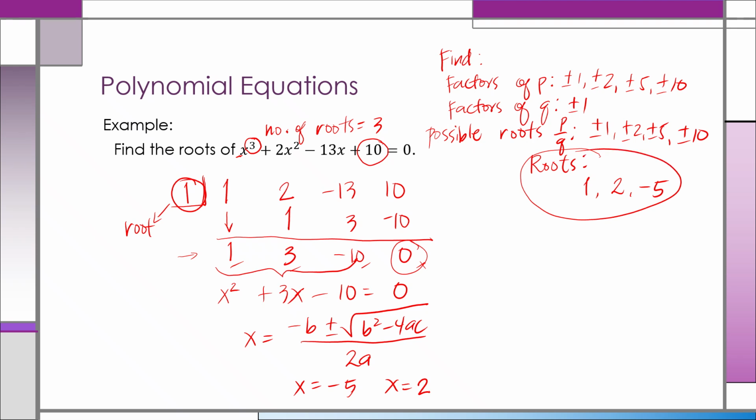So the roots of this given polynomial equation are 1, 2, and negative 5.